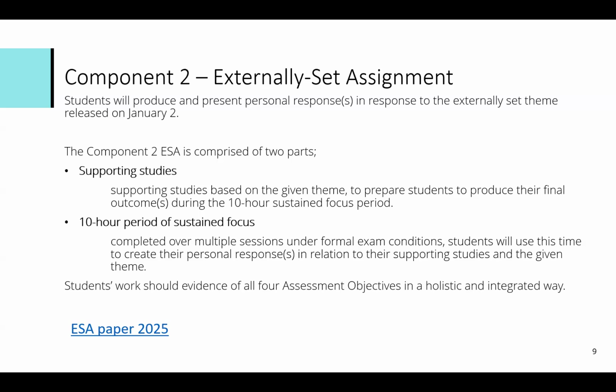Students' work should evidence all 4 assessment objectives in a holistic and integrated way, and I'll be showing you examples of this later in the presentation and in Module 2 tomorrow. The externally set assignment represents the culmination of the International GCSE course, as it allows students to draw together all the knowledge, understanding and skills they have developed throughout Component 1.